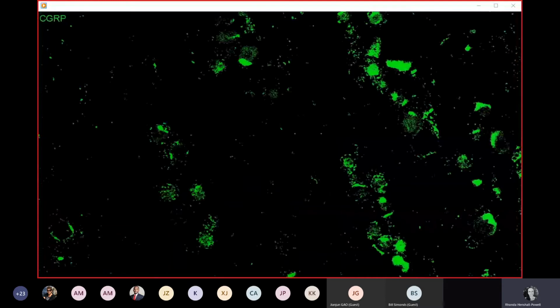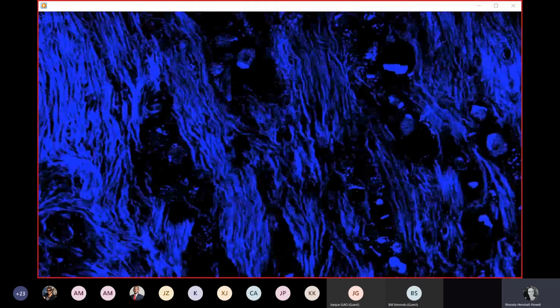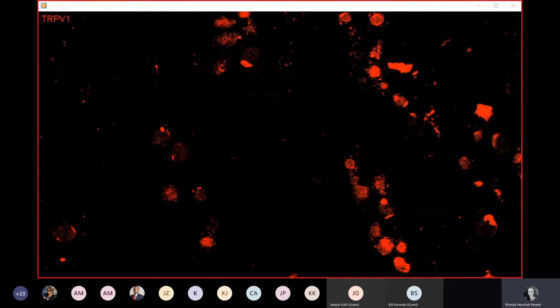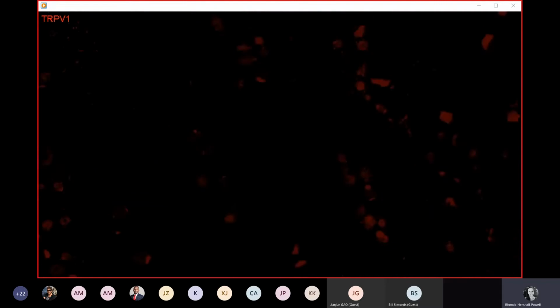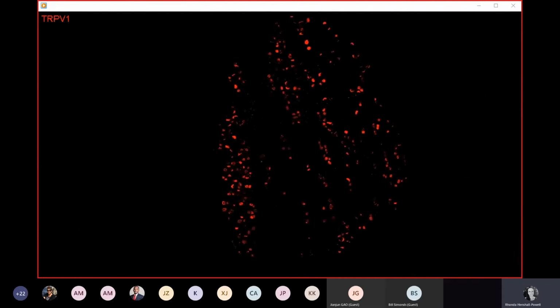So what about humans? I have a mosaic image that has a zoom in. So this is CGRP signal. Then we have P2X3 signal. And then we have TRPV1. I know that was kind of fast to click through, but I think you can notice that virtually all of the neurons that express CGRP or P2X3 are also now expressing TRPV1 in human.